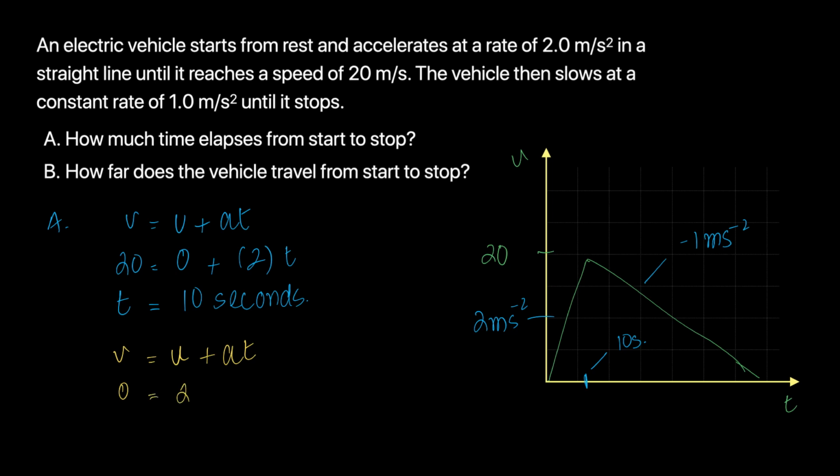But over here, it's starting at 20, right? So that's 0 equals 20 minus 1 times t. So t just comes out to be 20. Right? And adding these two up, I'll get the total time traveled as 30 seconds, right?